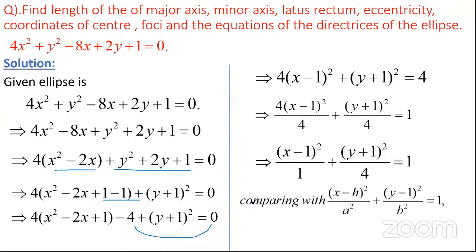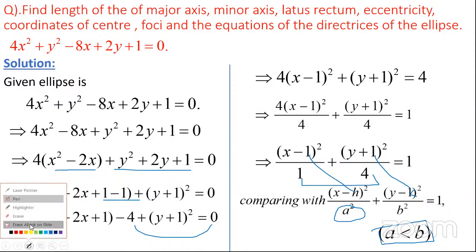Comparing with this, you will get h value as 1 and k value as minus 1. So this is k, y minus k whole square. Then a square value is 1, b square value is 4. Here it is clearly visible that 1 is less than 4, which means a is less than b. So we can apply different formulas.